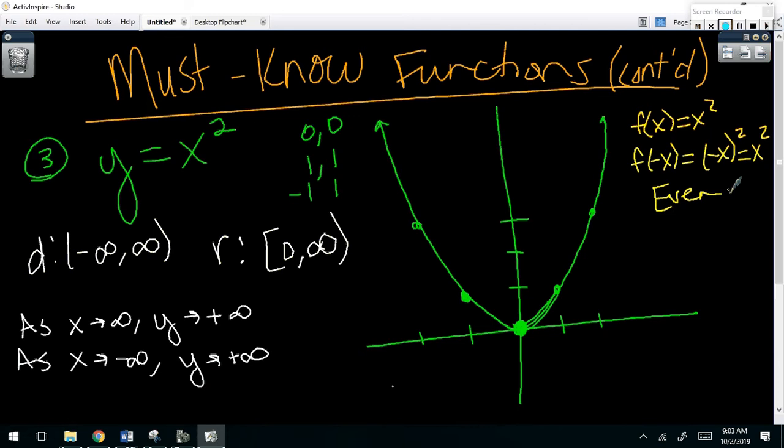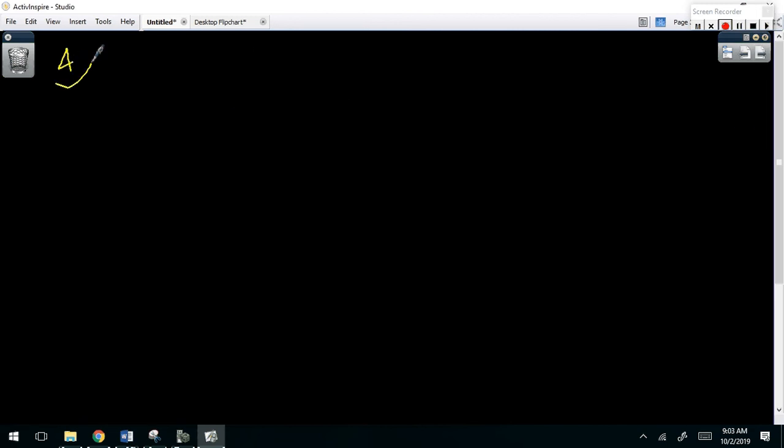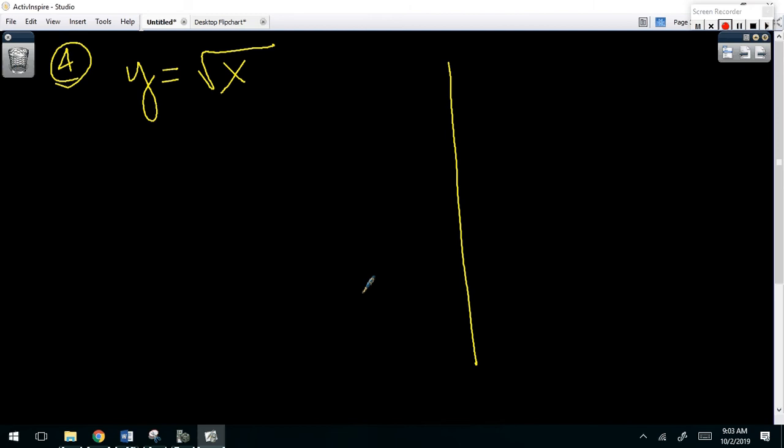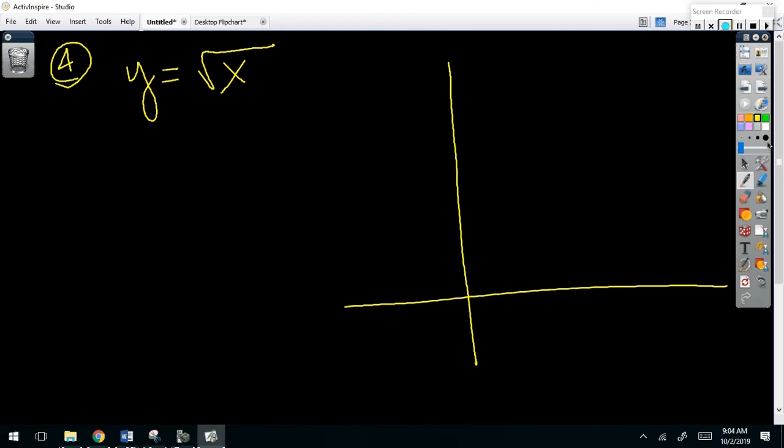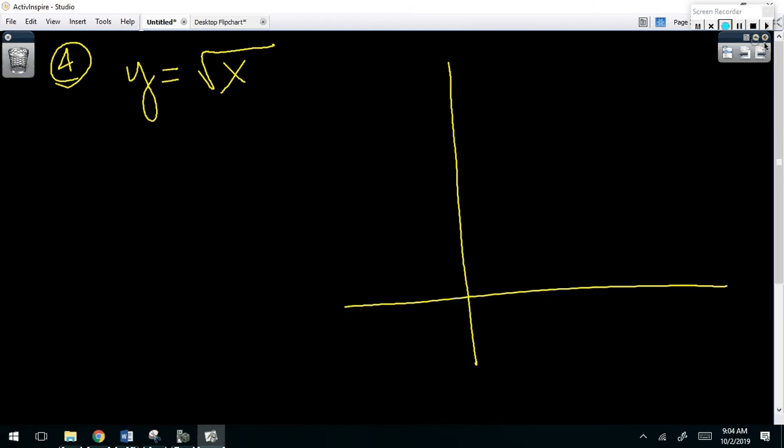Number 4. Number 4 is a square root graph. I hope you remember these from Algebra 2. If you think about a square root graph, what can never happen with a square root? Can't have a negative under the radical, okay? So if I start at 0, what's the square root of 0? 0. I can't plug in -1. I can only go forward from there.